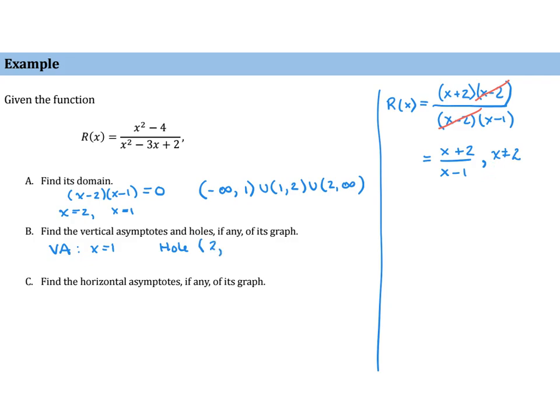But what's the y value? We substitute 2 into our simplified version. So what would have been there? 2 plus 2 over 2 minus 1. So 4 over 1. So we should have a hole at 2 comma 4. Now, do we have any horizontal asymptotes? Notice the degree of the numerator is 2. The degree of the denominator is 2. So, we look at the leading coefficients because the degrees are the same. So the leading coefficients are each 1. So the horizontal asymptote is y equals 1.